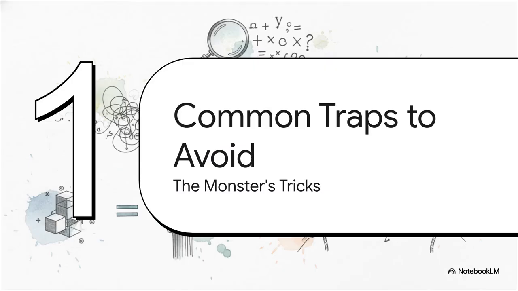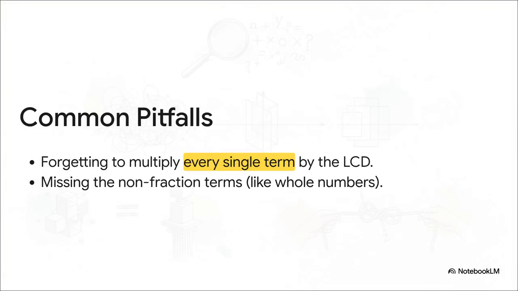So we've seen how to win, but it's just as important to know about the common mistakes, right? The monster has a couple of tricks up its sleeve, so let's expose them so you don't fall for them. Here they are, the two biggest traps. First, people sometimes only multiply the fractions by the LCD, and they completely forget about the other terms. And second, just like we saw in that last example, people often miss the whole numbers, forgetting that they are terms too, and they absolutely need to be multiplied.